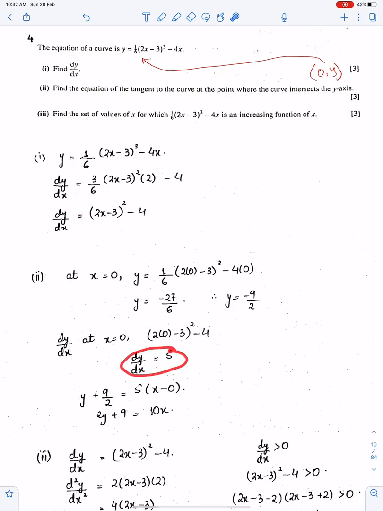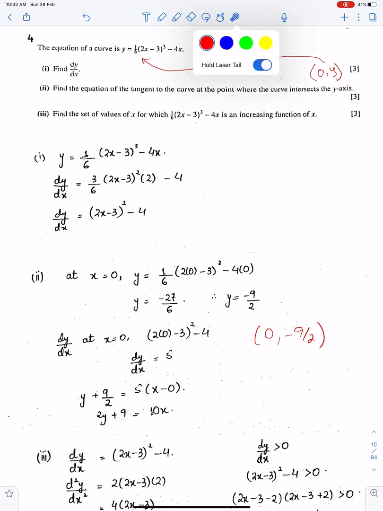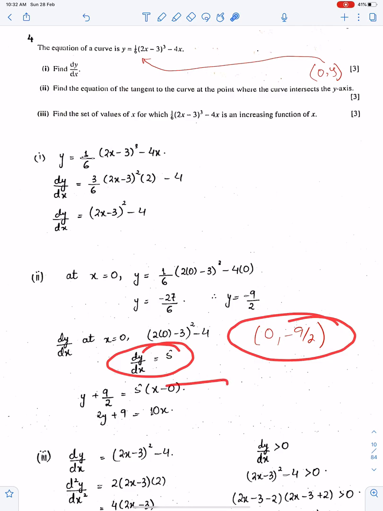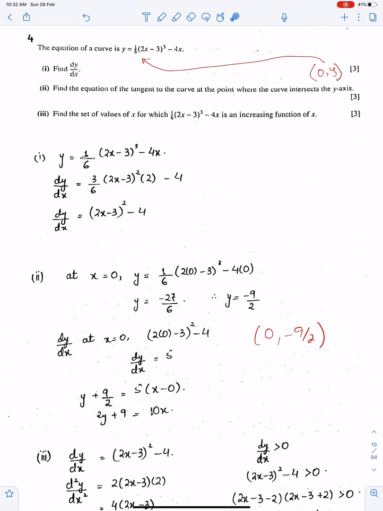This is the gradient of the tangent. And then use this point for the equation of tangent. 0, minus 9 upon 2. This is the gradient. Use this point and get the equation of tangent. Now the last part of this question, find the set of values of x for which this is an increasing function.